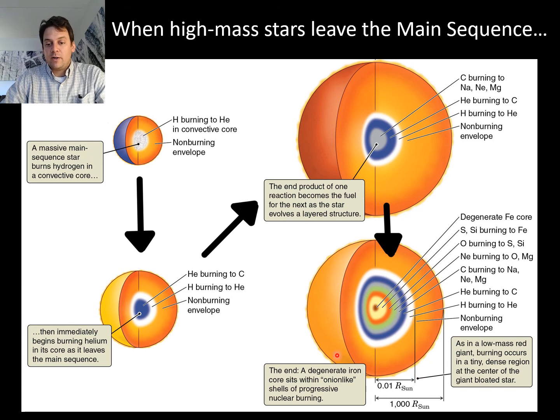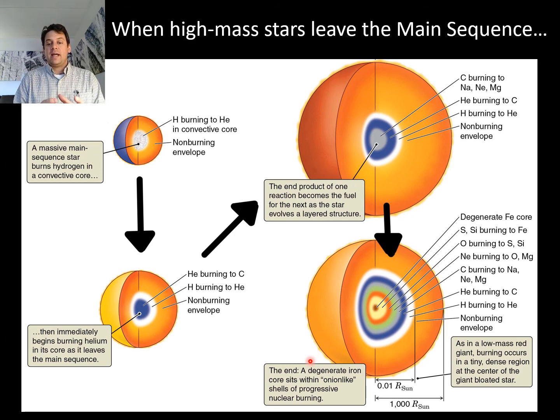If you look down here at what the scales really are, this multi-layered onion-like core is now about 1% of the sun's radius. Okay, so all of those different layers are packed into a sphere which is about 1% the size of the sun. On the other hand, the total radius of this thing is about 1,000 times the radius of the sun. So this is wildly not to scale.